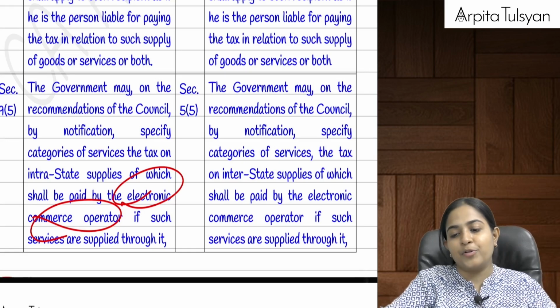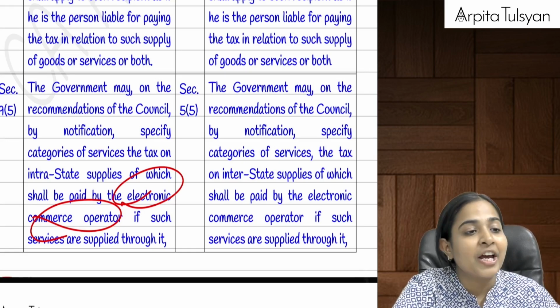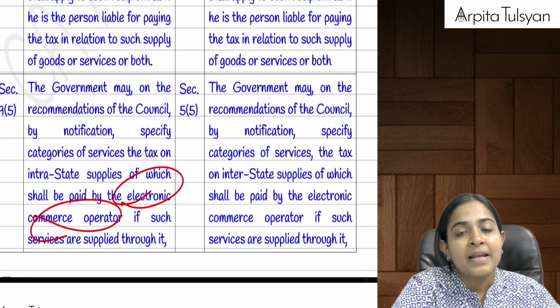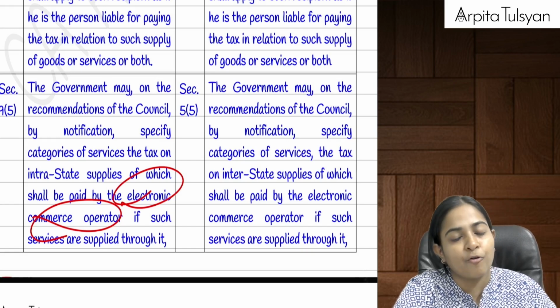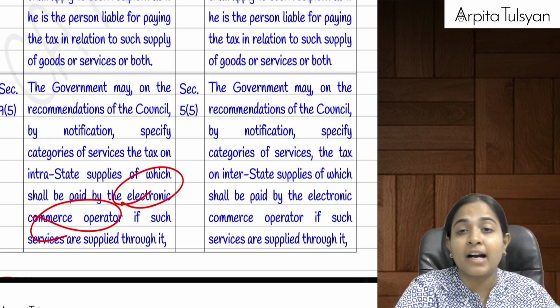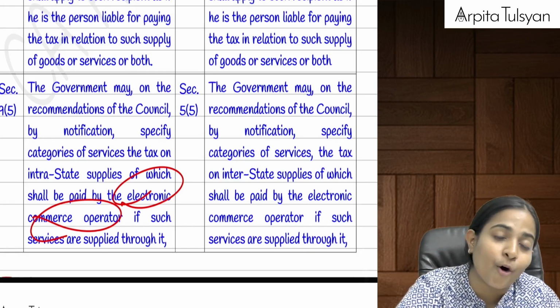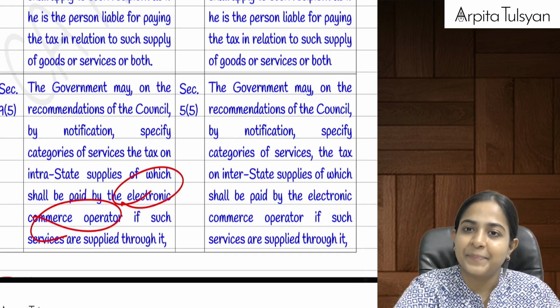Now we are going to start with the different concept of reverse charge mechanism. Can you give me the section numbers, everyone? The section numbers for reverse charge mechanism are section number 9(3) and 9(4) of the CGST Act, and correspondingly section number 5(3) and 5(4) of the IGST Act. Very clear till here? Yes.